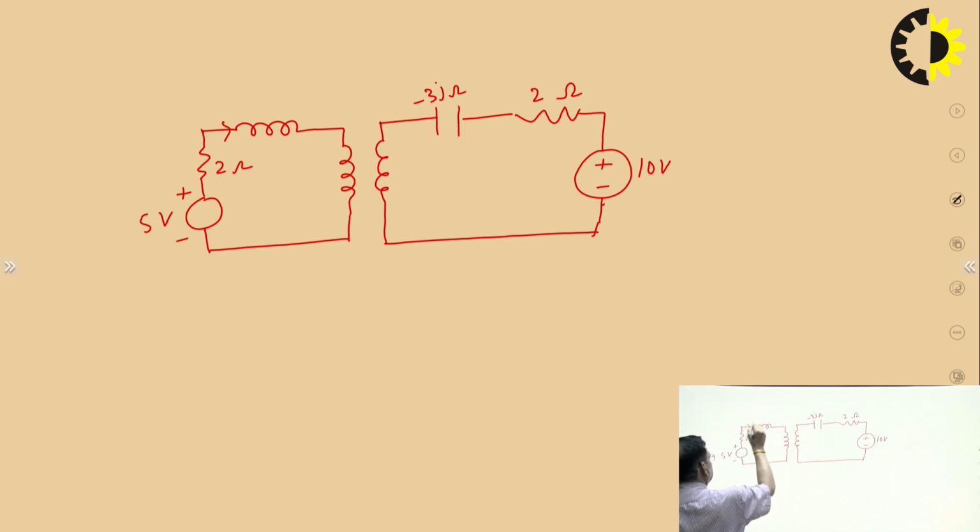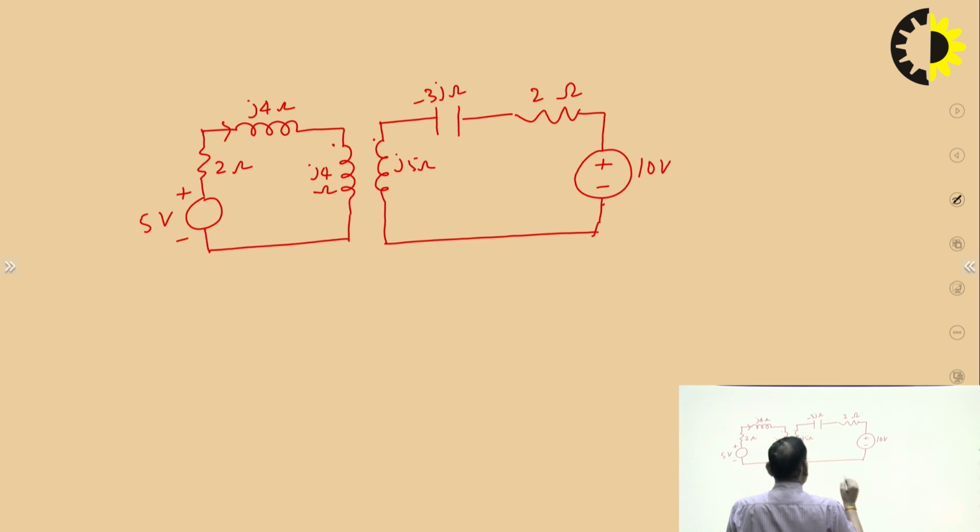This is the orientation. This is J4 ohm. This is the dot and the direction of current. This is the dot, and this is J5. J4 ohm. This is 2 and 5 volt. Okay. So direction in this like this.